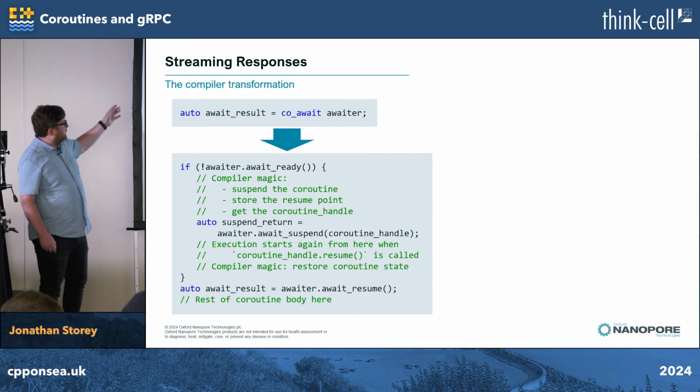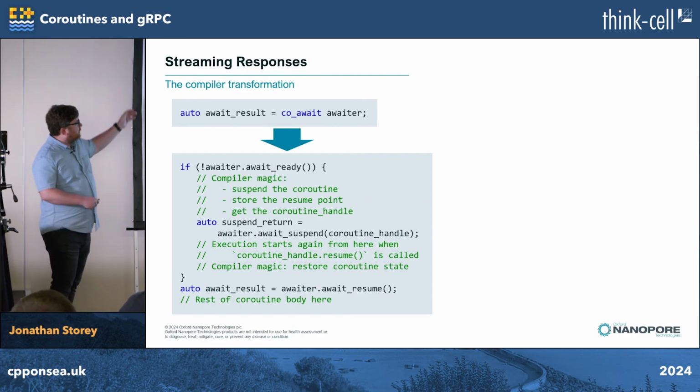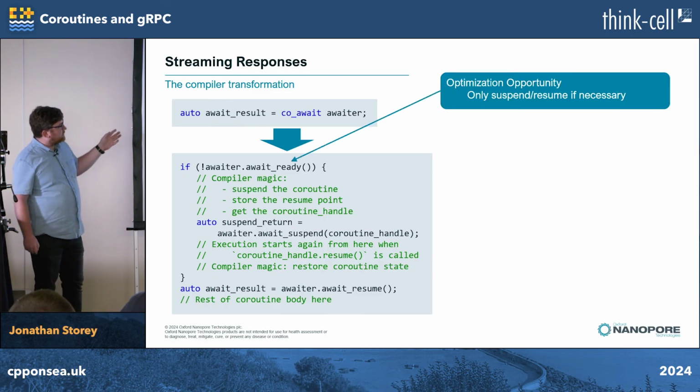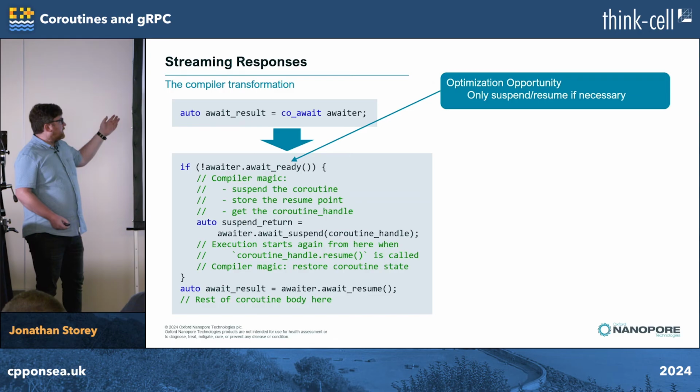So the compiler transformation, when you actually call co-await with an awaiter, the compiler converts into this. So await ready is an optimization opportunity. So you only suspend if you need to suspend. So if you're waiting on a timer, but the timer has already expired, then you don't need to wait, and you can avoid all of this compiler magic and calling await suspend and all this kind of stuff. It's an optimization opportunity.